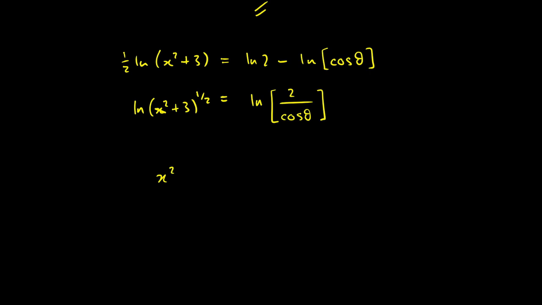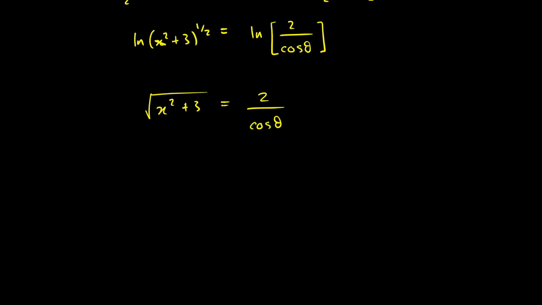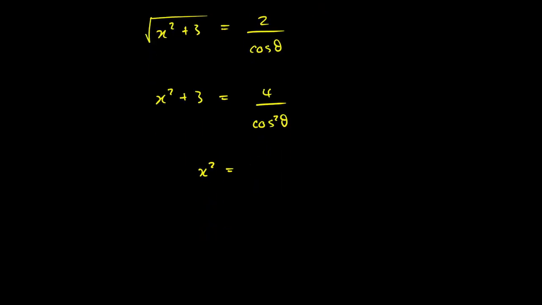So I can write this as x squared plus 3, all to the power of a half, or if you prefer square rooted, is equal to 2 upon cos theta. And therefore I can square both sides. So I get x squared plus 3 is equal to 4 upon cos squared theta. And therefore x squared is equal to 4 upon cos squared theta, or if you prefer 4 sec squared theta, minus 3. Okay, and that should be our answer.